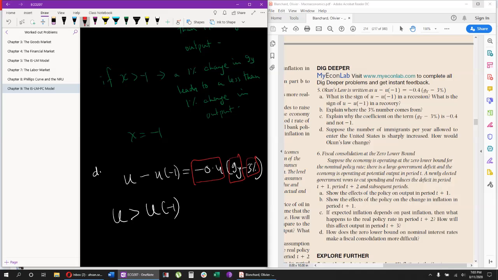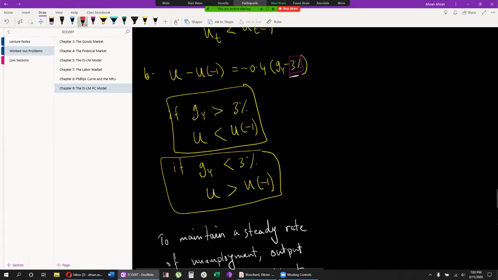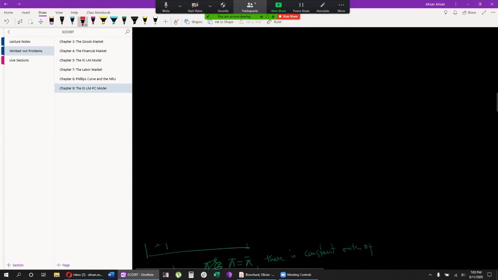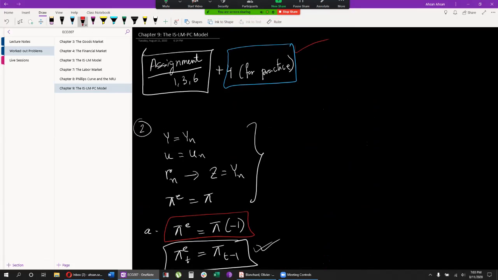Okay, so these are the 3 problems that we are going to do from chapter 9. The assignment is questions 1, 3, and 6. And also, please don't forget to at least try to solve number 4. If you can do number 3, I'm sure you'll be able to do number 4. So good luck.